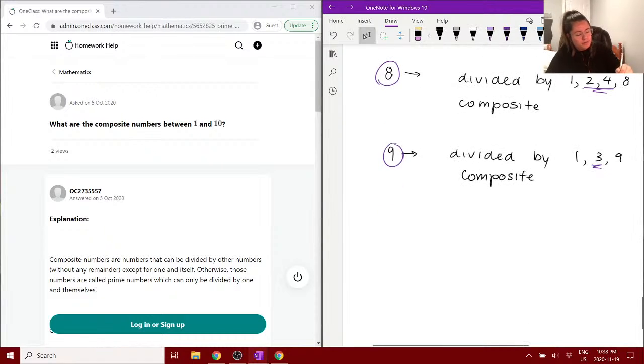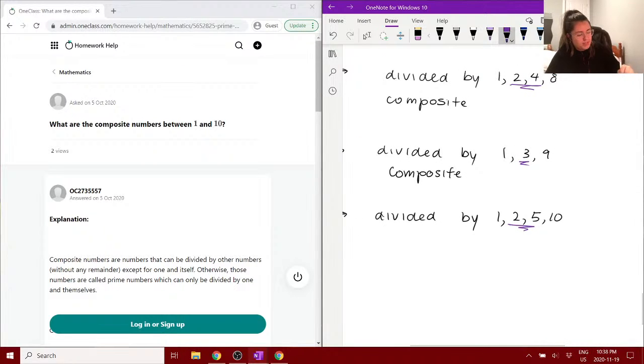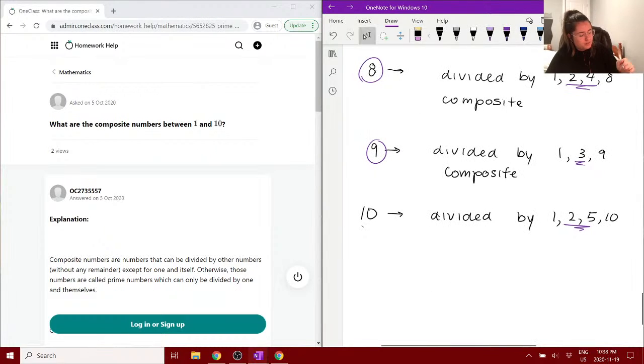And finally we have 10. 10 can be divided by 1, 2, 5, and 10, which is itself. Since it can be divided by 2 and 5, that's a composite number also.